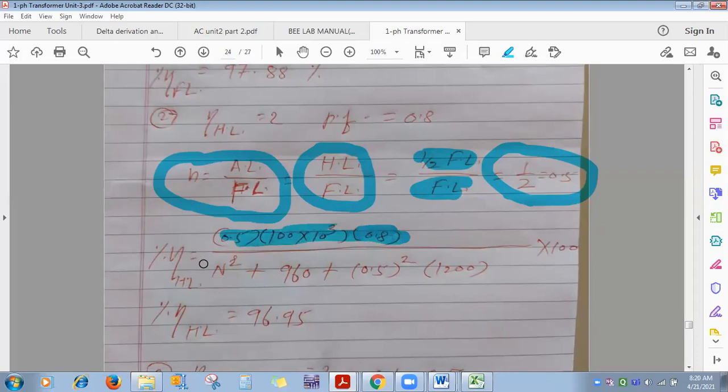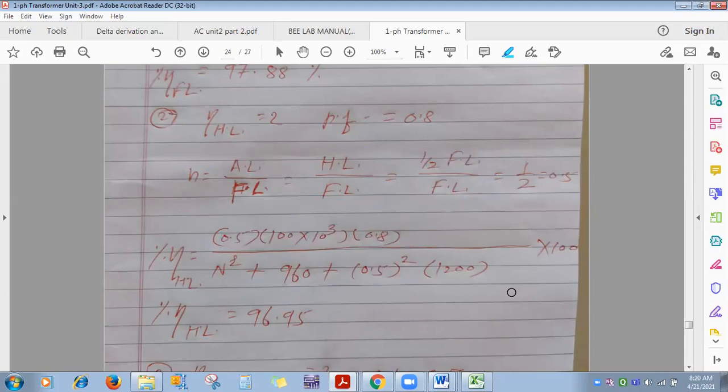Whatever this parameter is, same here. That's why I have written only the numerator, but you don't write so. You have to write the complete parameter. Plus iron loss, plus N square, that is 0.5 square, times full load copper loss, into 100, gives 96.95. Only in the formula you have to put the values. Any difficulty with this?